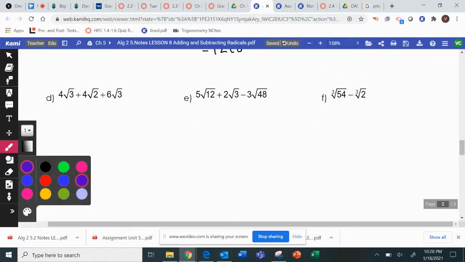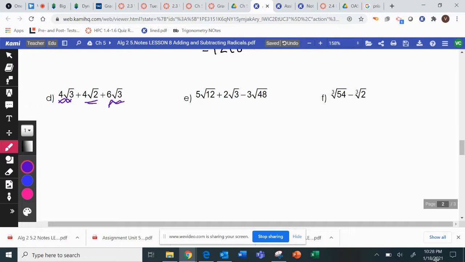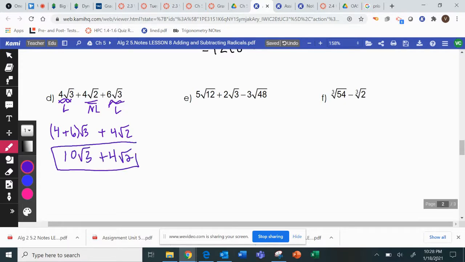So our next example, we've got 4 square root 3, 4 square root 2, and 6 square root 3. So the square root 3's would be like terms. So we can combine those, 4 plus 6, with that square root 3. Plus 4 square root 2 is not like. So I get 10 square root 3 plus 4 square root 2, and that's all I can do for that one.